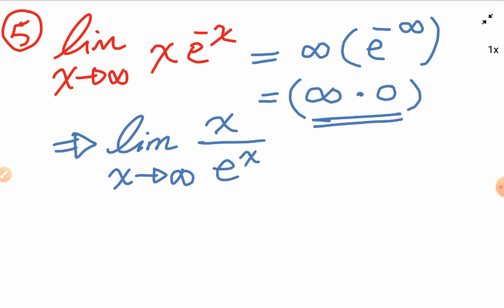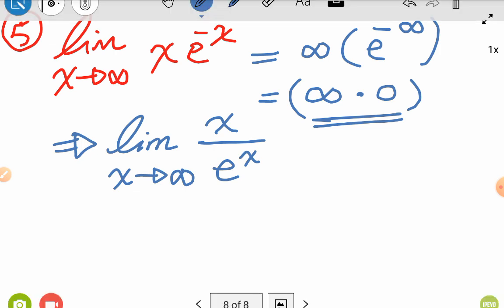You know the properties of exponents: when you have a negative exponent, you can write it as a positive exponent by changing its position from the numerator to the denominator. So the limit as x approaches positive infinity of x over e to the power of x. Easy? Easy.